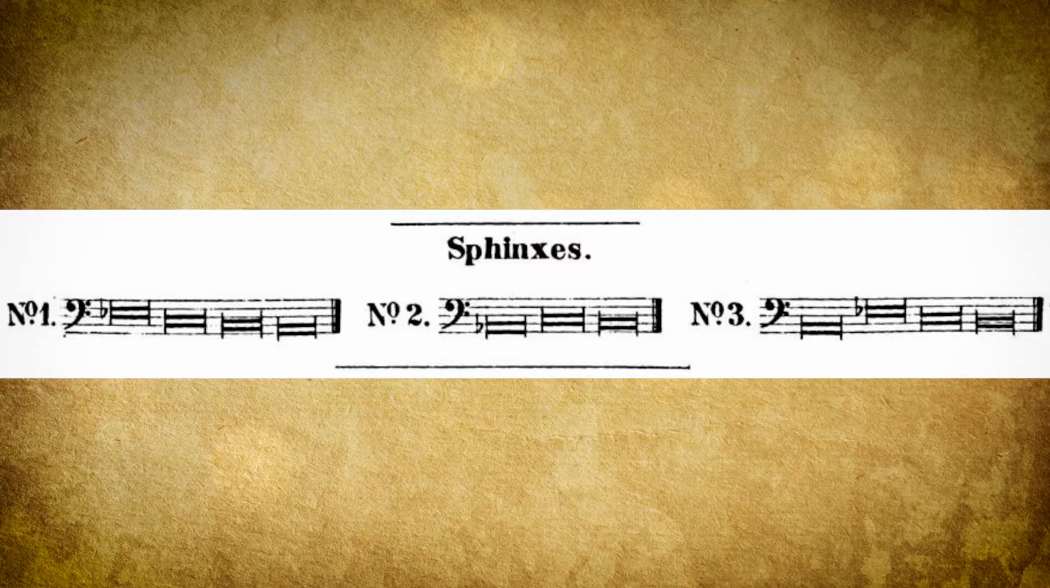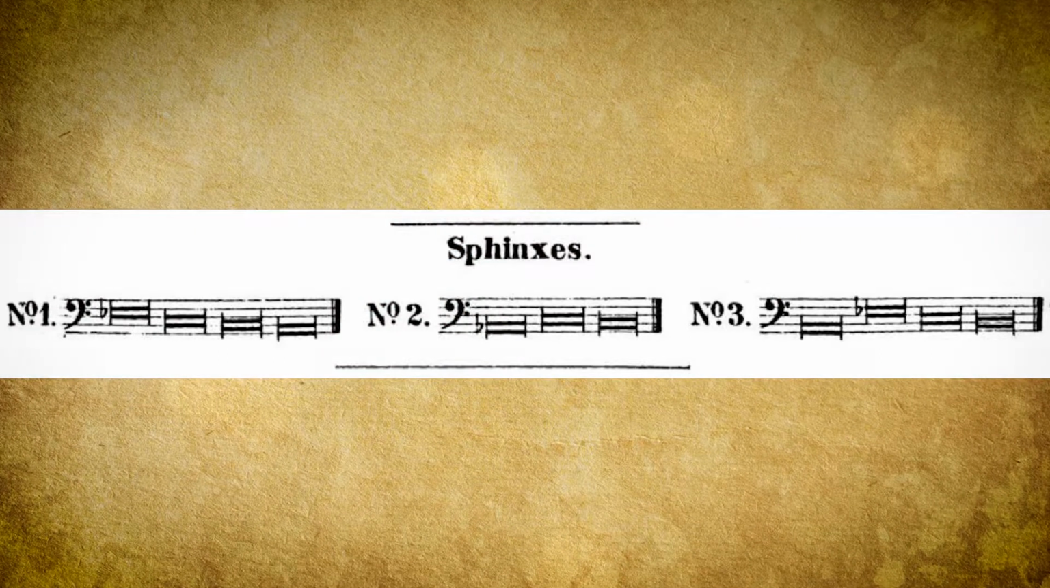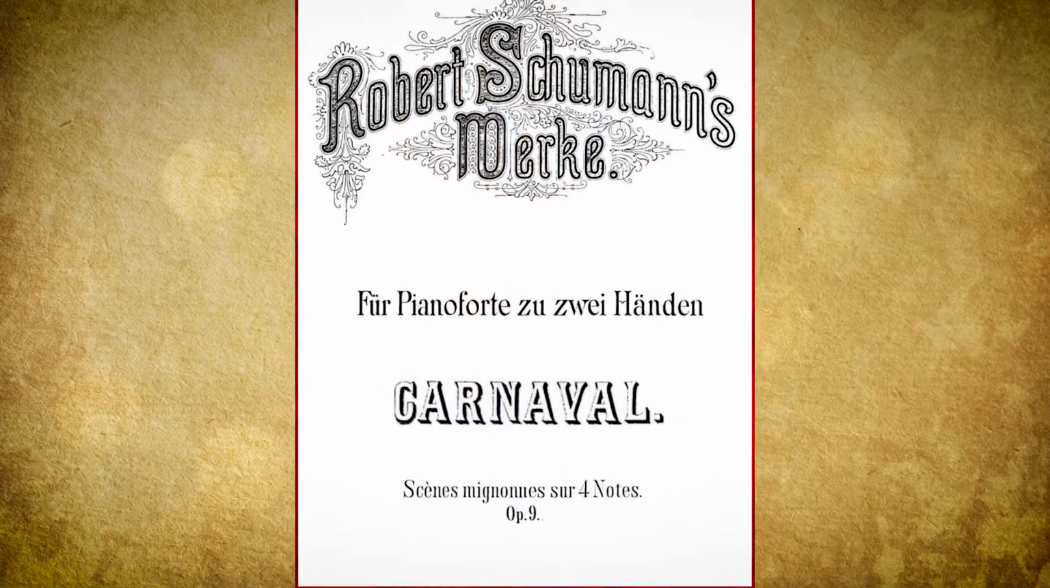The Sphinxes, musical pictograms, are another incredibly imaginative stroke of genius. With these strange musical symbols in the score, Schumann became the first composer in history to reveal the magical process of composition. The Sphinxes show the source codes of Carnaval.